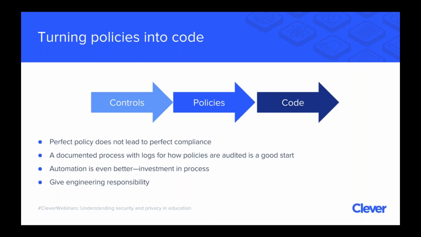Because these laws affect the organization as a whole, and because anyone can make a mistake that could end up having serious legal ramifications, security and privacy of student data is everyone's job. But that said, someone should be responsible, and having engineering as a key stakeholder is important because automation is investment in the process.